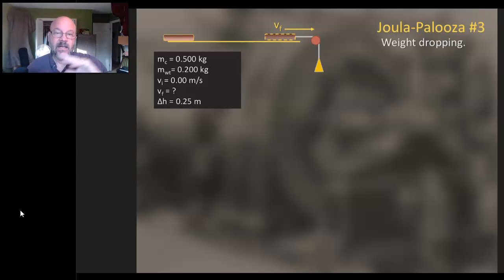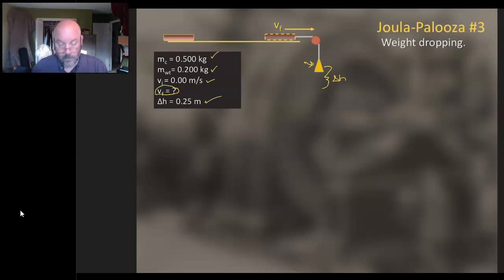In this case, we've got a cart, the same kind of cart we had before, where there's no friction unless it hits a rough patch, except it's attached to a pulley and there's a string and it's attached to a secondary weight. Now the weight of the cart is 500, but the weight on the pulley down here is only 0.2. So we're going to release it from rest, and we want to know how fast is it going to go once the pulley has dropped 25 centimeters. So there's our delta H.